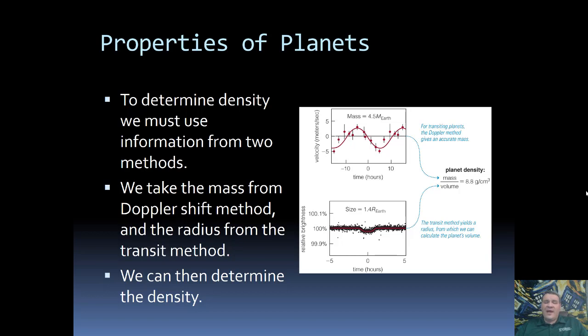Okay, now, I just mentioned that the Doppler shift method only gives us a lower limit. However, if we actually see a transit, then that system has to be edge on. So we can be fairly confident that we actually have the planet's mass.